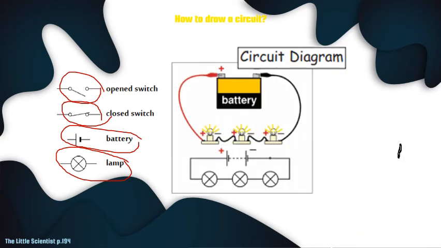Another example, we have a circuit with a battery. Here is the battery and 3 lamps. Let me circle them for you. 3 light bulbs. 1, 2, 3 light bulbs. The battery and the 3 light bulbs are connected using lines or wires. So as you can see, the symbol of the battery with 1, 2, 3 lamps connected by wires.